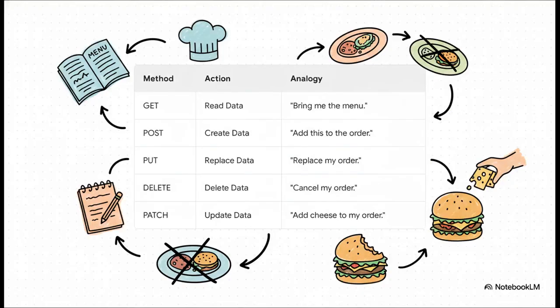But, just having the address isn't enough. We need to tell the server what we want to do with that resource. And for that, we use what are called HTTP methods, or verbs. A GET request is just for reading data. It's like asking, hey, can I see the menu? POST creates a totally new resource, like adding a brand new item to your order. PUT replaces an entire resource.